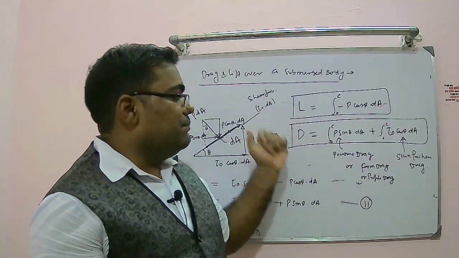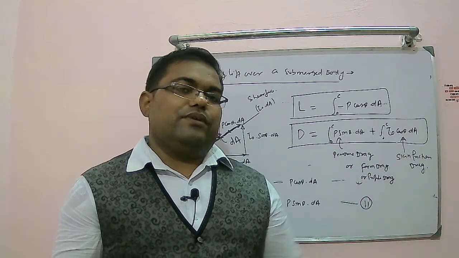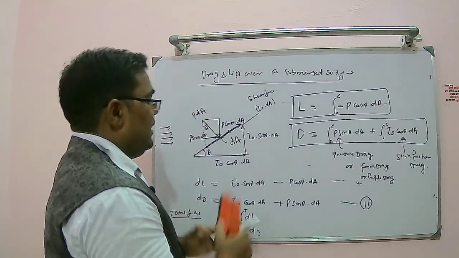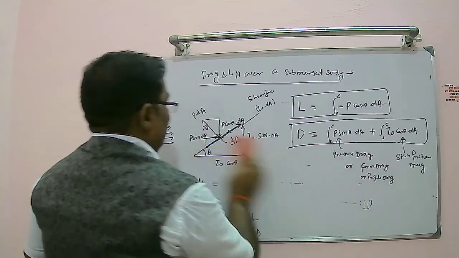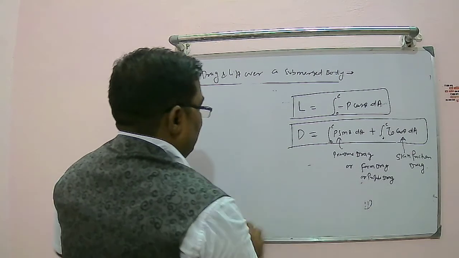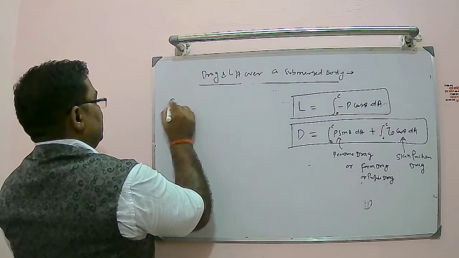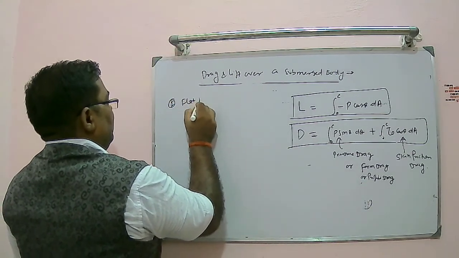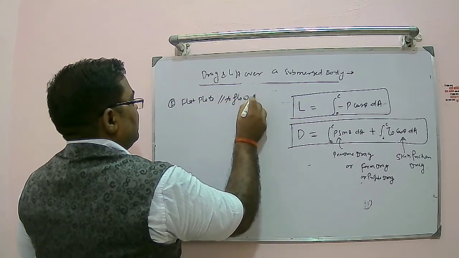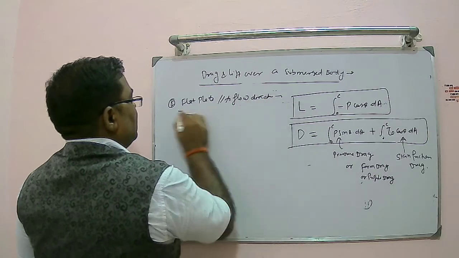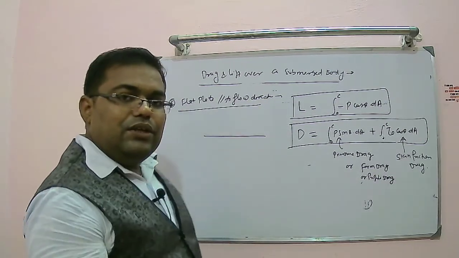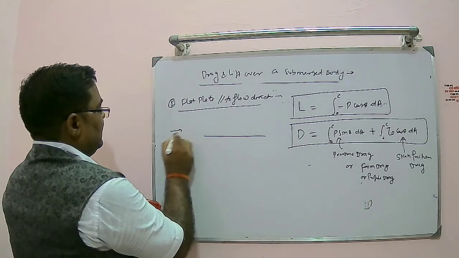I have considered a very simple case of an airfoil. In a similar way, you can apply this to a circular cylinder or something else. Now we'll see how this can be applied to different kinds of shapes. So if we consider a thin flat plate, first case, a flat plate parallel to the flow direction. I am considering a flat plate which is like this and parallel to the flow direction. The flow direction is like this.